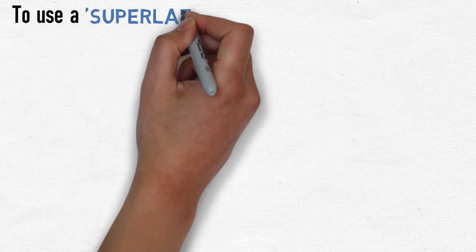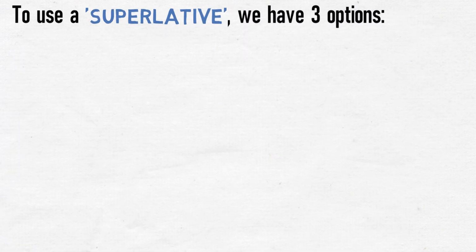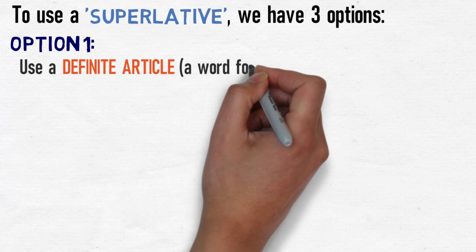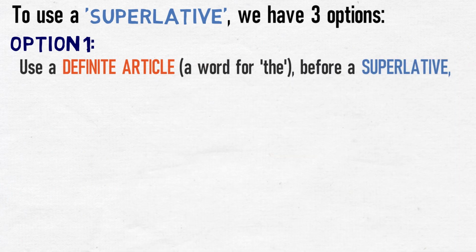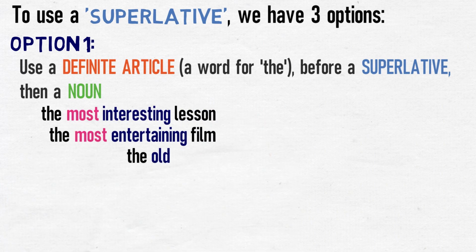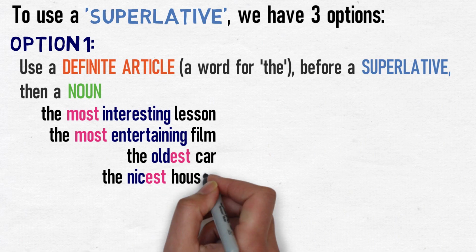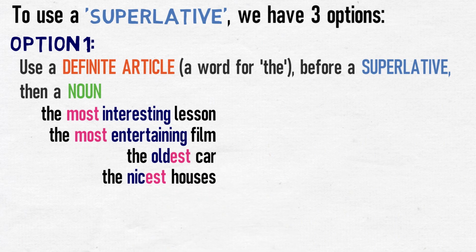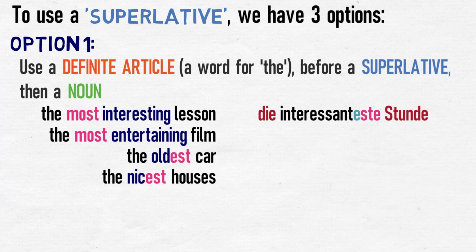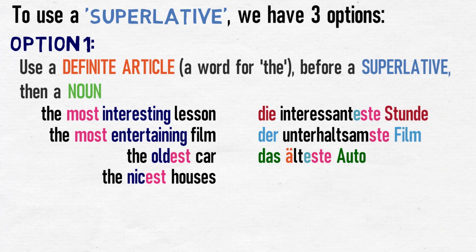To use a superlative in German, we have three options. The first is to use the definite article, for example, a word for the, in front of a superlative, and then a noun, for example, the most interesting lesson, the most entertaining film, the oldest car, the nicest houses, etc. In German, these would be die interessanteste Stunde, der unterhaltsamste Film, das älteste Auto, die schönsten Häuser.